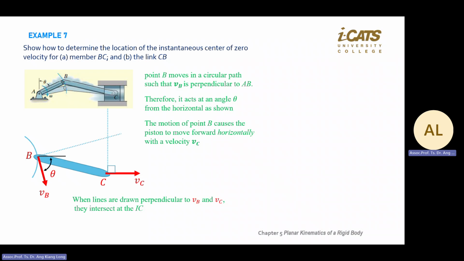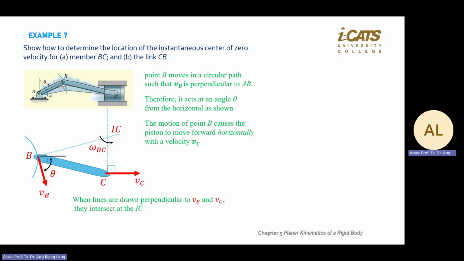So it's important you draw your velocity vector B. Then they will surely have one intersection point. Okay. So the dotted line is what we want to see in your test. Okay. The dotted line represents the line for R_B/IC or R_C/IC.